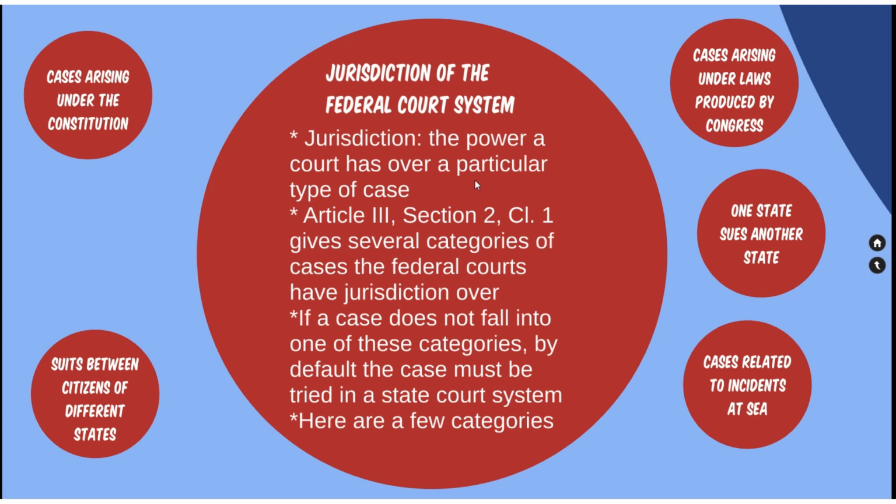And if a case does not fall into one of these categories, by default, the case must be tried in a state court system. And I'm going to give you some of these categories, but let me elaborate on this. So in the state of Texas, we've got somewhere around 1,100 different courts in Texas. All right, that's how many we have. It's over 1,000. Those are all state-related courts.